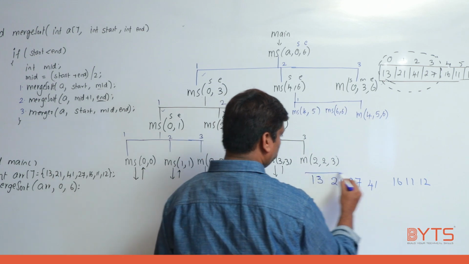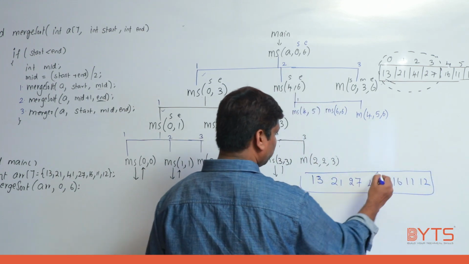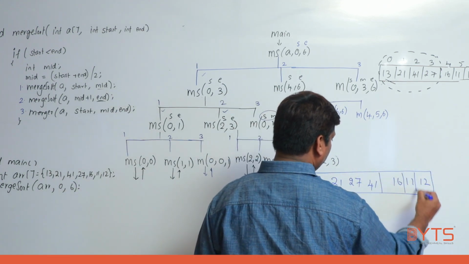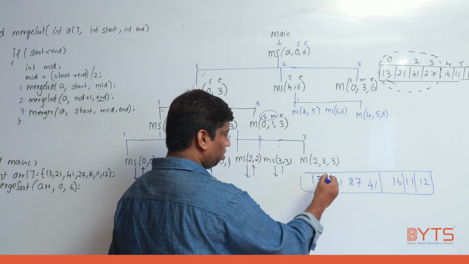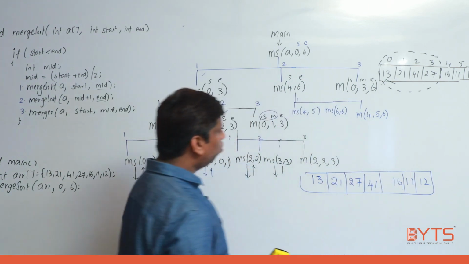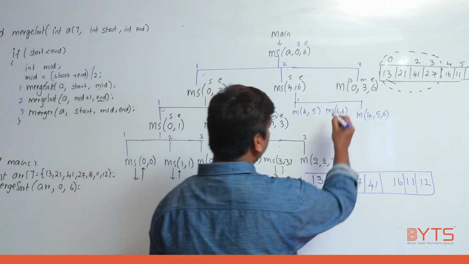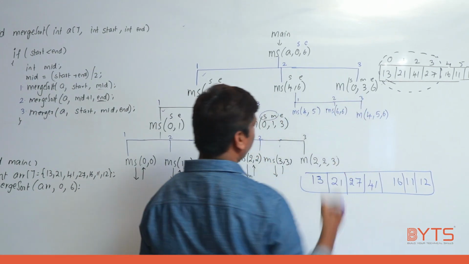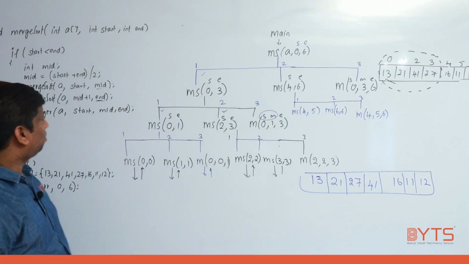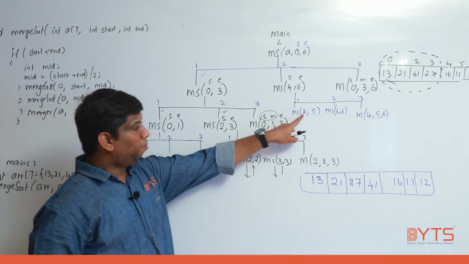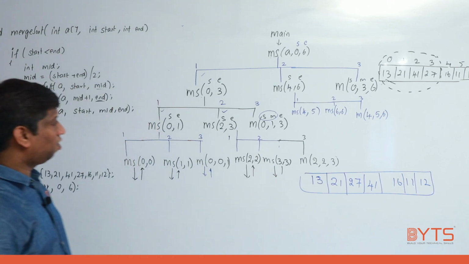Try to understand, this part was already sorted. Up to here we sorted; now I am talking about 16, 11, 12 only, right? Fine. So this is the array we have. Now I need to call merge sort of 4 comma 5. This is the first line, this is the second line, this is the third line. Every time we need to execute the first, second, and third lines. Now the first line is merge sort of 4 comma 5.